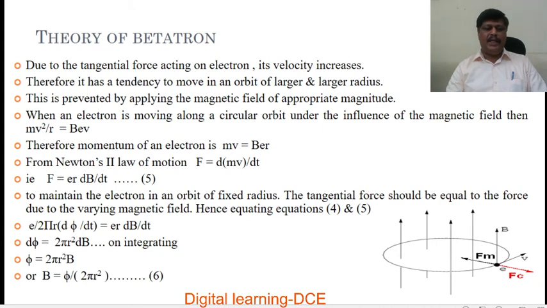On integrating, integration and differentiation get cancelled. So phi is equal to 2 pi r square B. The flux linking with the orbit is equal to 2 pi r square into B, or the magnetic field B is equal to phi over 2 pi r square. This is equation number 6.